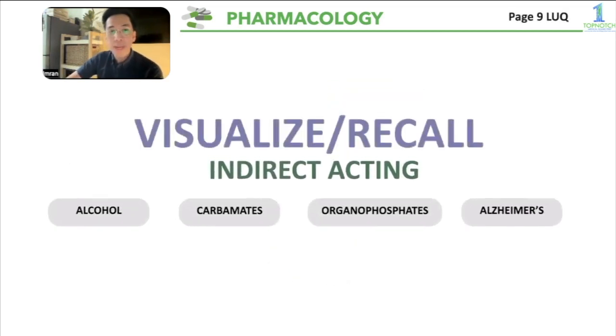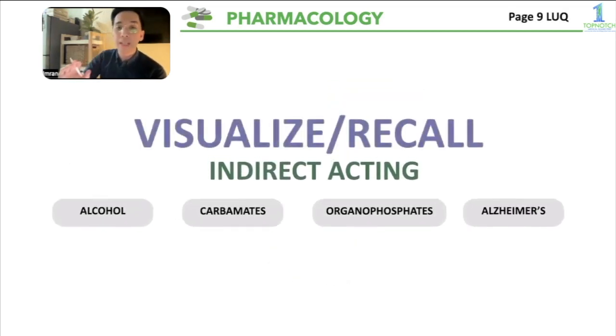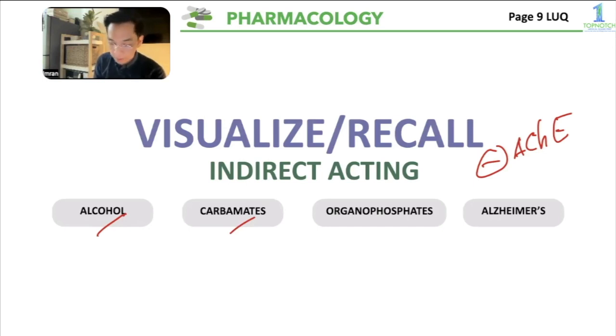Okay? So visualize and recall lang, ang indirect acting natin, ano ang use niya? Inhibit acetylcholinesterase. Meron tayong different drugs, alcohol, di ba? Edrophonium, it's used for the diagnosis. Carbamates, ang ending ay stigmines, it's used for the treatment of your myasthenia gravis.